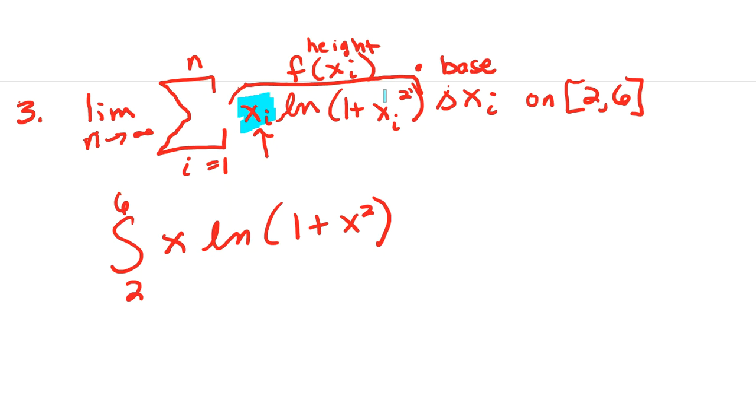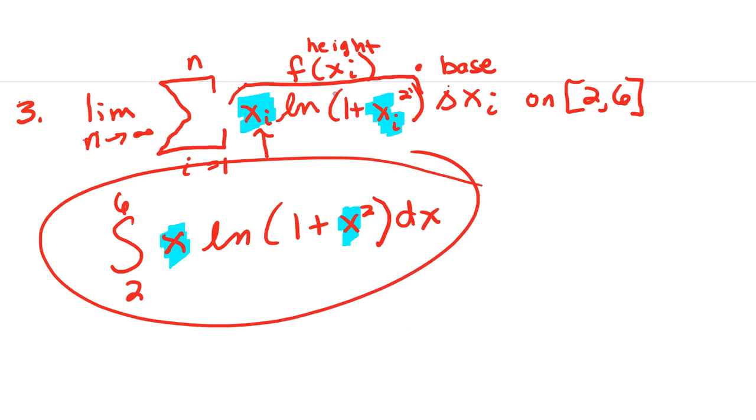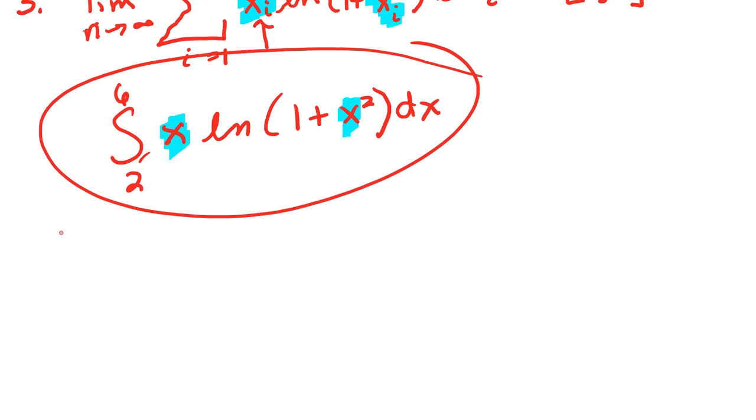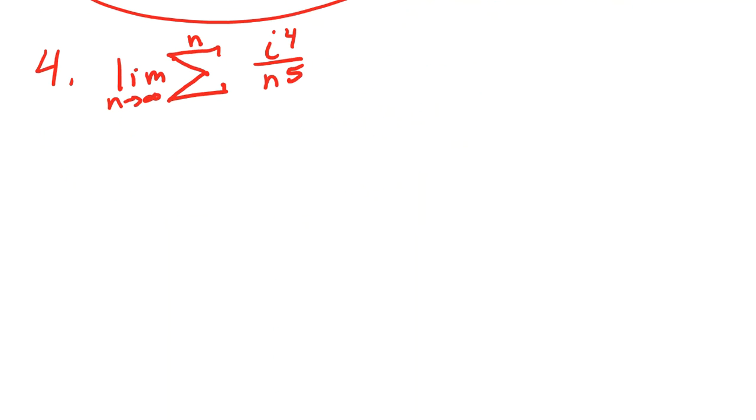Our x sub I term, this is our f of x sub I, so we're simply putting x sub I into these x variables. So we're simply working backwards here. And delta x, remember, in our integral is represented by the symbol dx. So we're simply taking the Riemann sum symbols and working backwards to integral symbols. All right, and let me find one more problem for us.